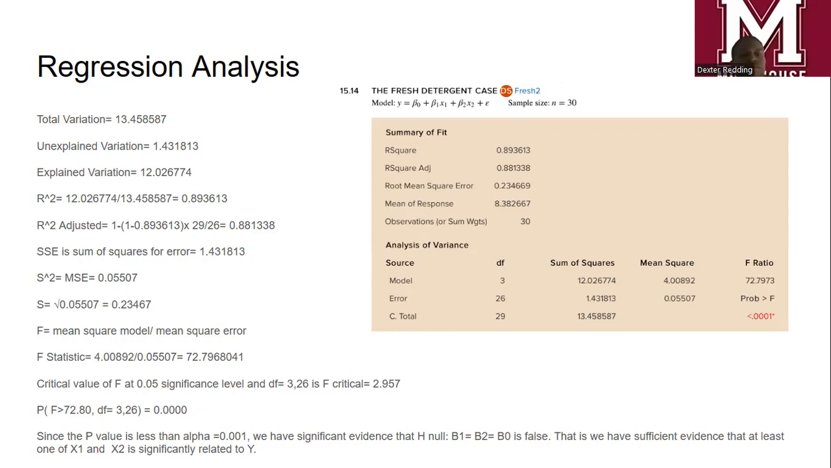Since the p-value is less than alpha, we have significant evidence that the null hypothesis, that B1, B2, and B0 are zero, is false, and that we have sufficient evidence that at least one of X1 and X2 is significantly related to Y.